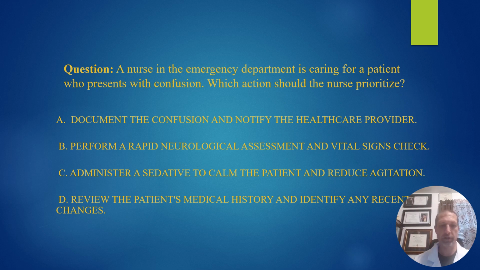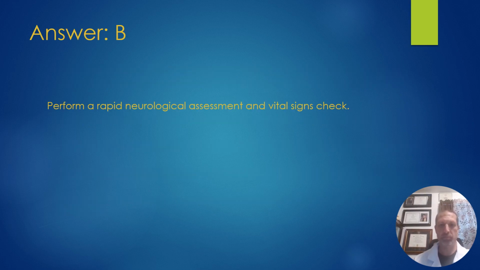Let's take a look and see. If you pick B, perform a rapid neurological assessment and check vital signs, you are absolutely 100% correct. The first thing we're going to prioritize is we've got to figure out what else is going on with our patients. So we're going to go into the assessment, and again, the priority here is a neurological assessment.